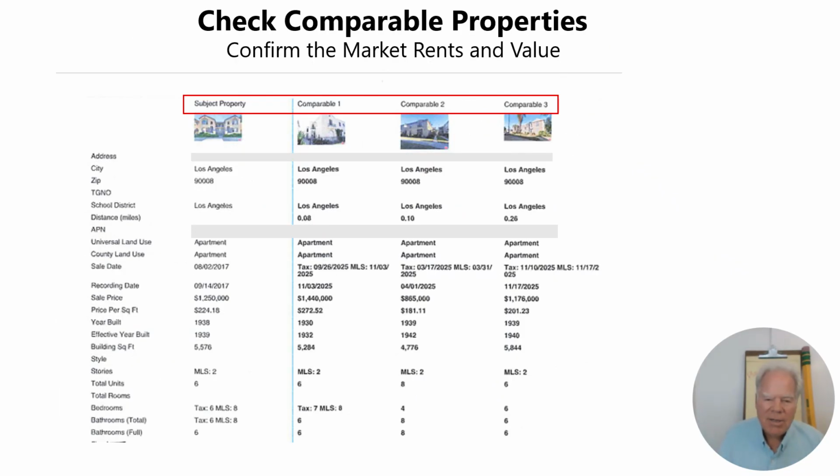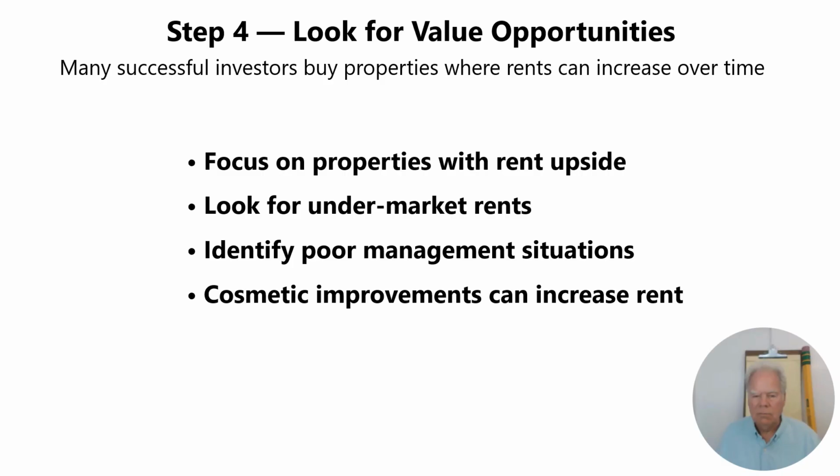Once a property catches your attention, the next step is to check comparable properties. Comparable properties help you see how the property fits into the local market. You compare the subject property with similar buildings nearby. By looking at price, rents, and overall condition, you begin to see where your deal sits within the market range. As you compare properties, you're really looking for one that stands out from the rest.